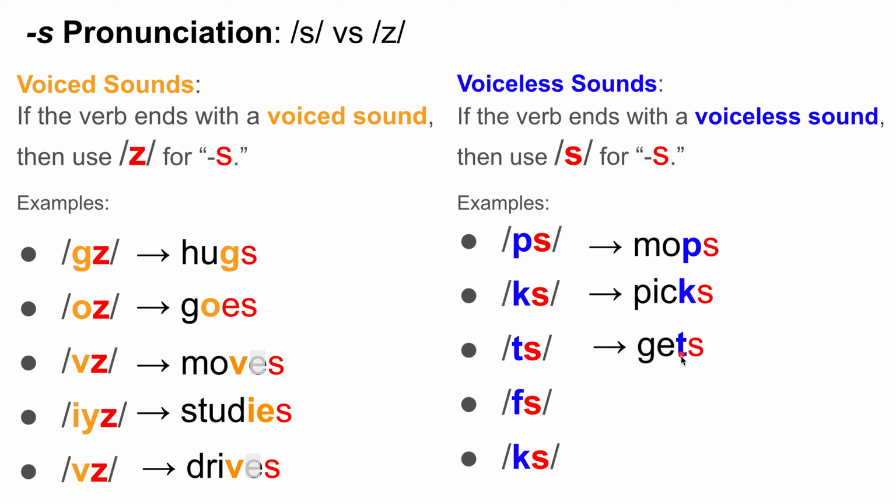The t is voiceless, so we say gets. Then we have stuff. The f is voiceless, so we say stuffs. And then we have, again, another k, speak. K, k. The k is voiceless, so we say speaks. Okay? So we use z when the verb ends with a voiced sound, and we use s when the verb ends with a voiceless sound.